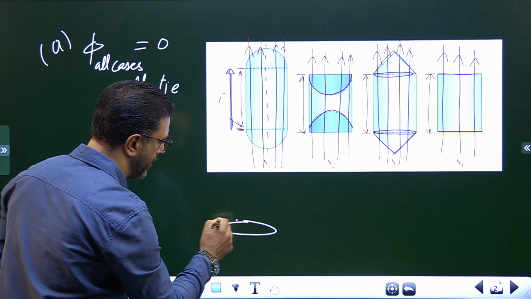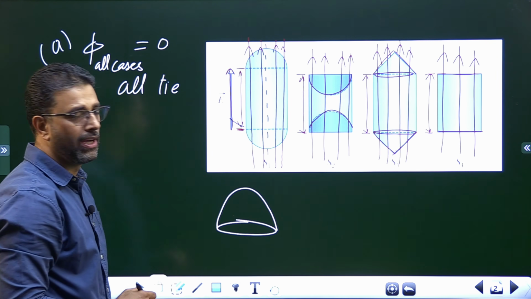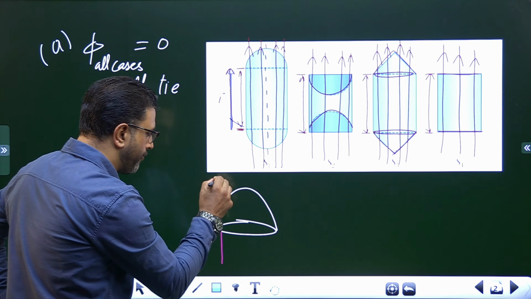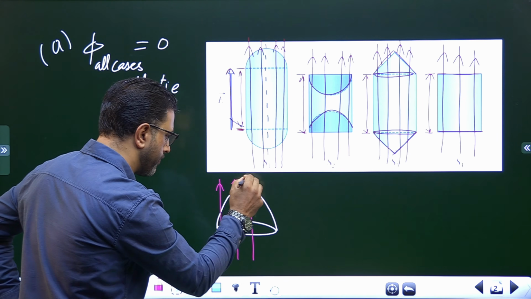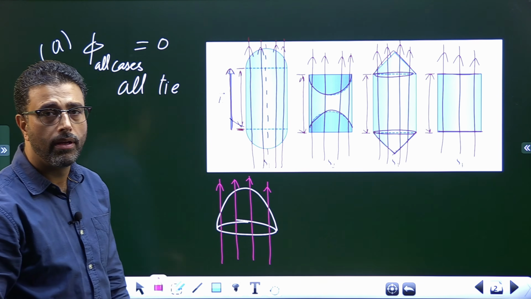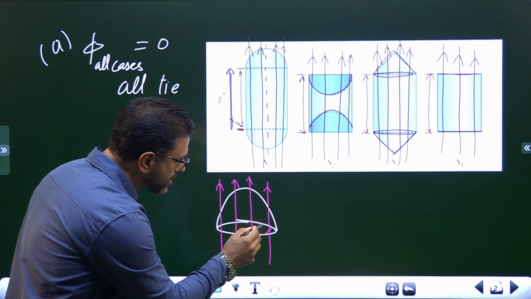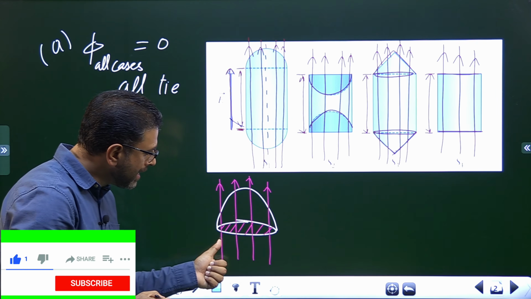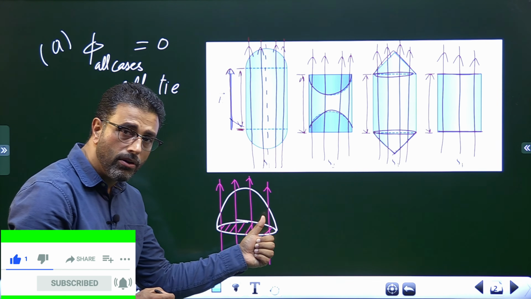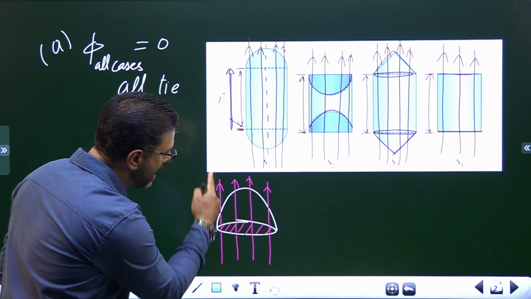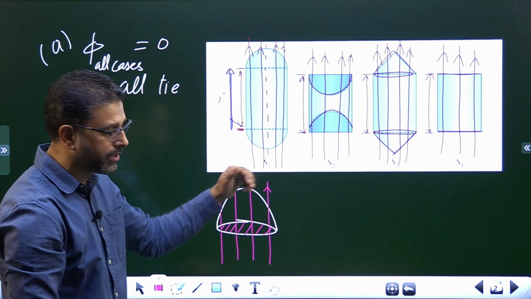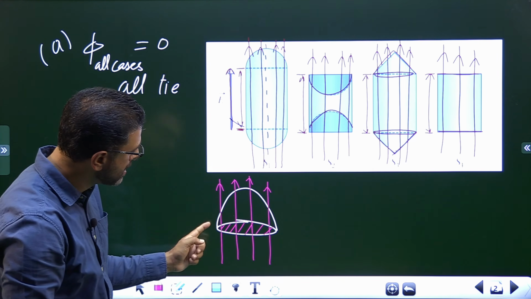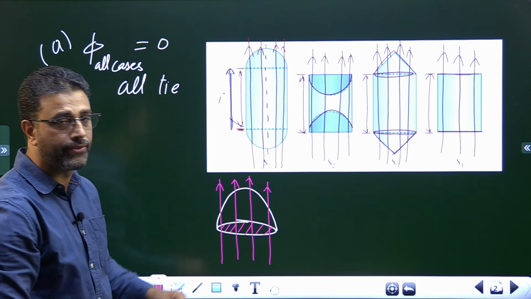If we have a hemispherical surface this way, then we have some field lines like this. If we imagine a flat surface here, a disk here, then the number of field lines going in through that disk, through that plane surface, is the same as the number of field lines coming out from the hemispherical surface. So flux through this flat surface is the same as flux through the hemispherical surface.